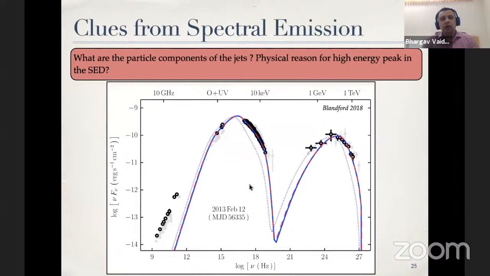So we all know that the typical AGN spectra tend to have these two hump structures. If you look at the continuum spectra, the low energy hump is mainly dominated by synchrotron emission and the high energy hump is dominated by inverse Compton processes or hadronic processes. But the question still remains: what are the particle components of the jet, and what is the physical reason for such high energy emission, and is it unique or universal for all AGN jets? Probably not true, but there have been studies to understand such features.